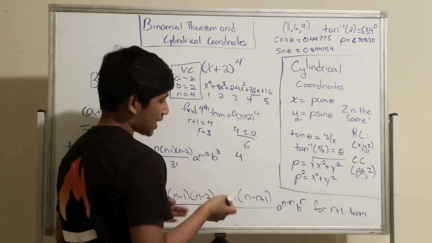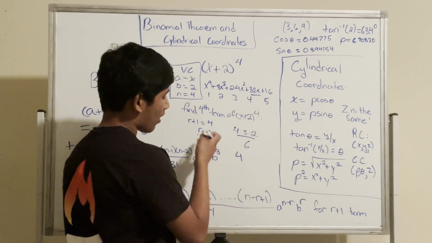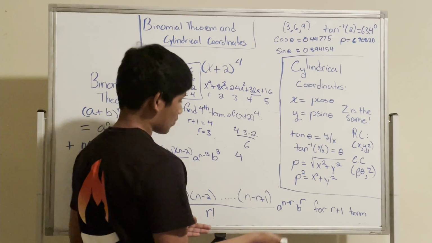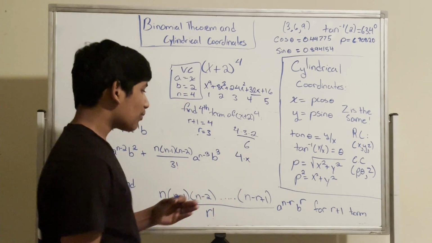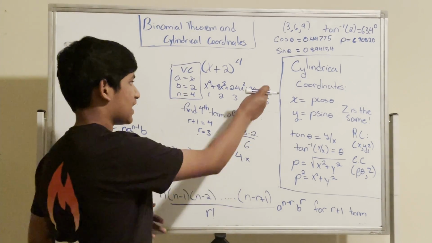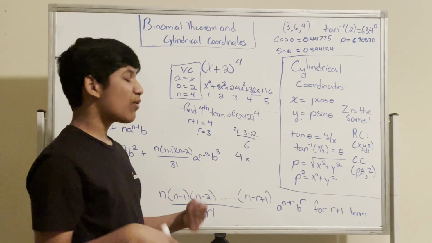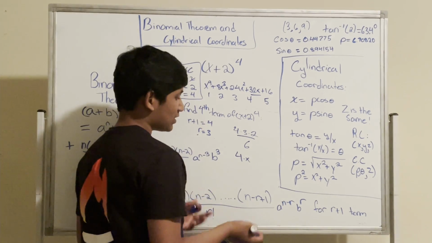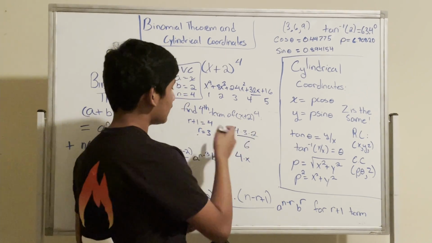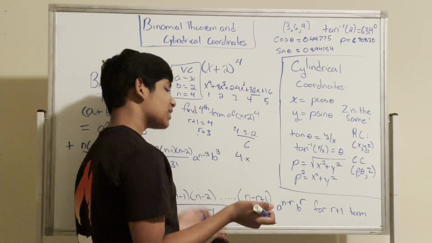Now, a to the n minus r: n is 4, r is 3, 4 minus 3 is just going to be 1. So we have 4 times x, and right now it's starting to look like the fourth term, with an x variable with no power other than 1 on top of it. Then we have b to the r. Well, what's b to the r? That's 2 raised to the power of 3. 2 times 2 is 4, times 2 is 8.